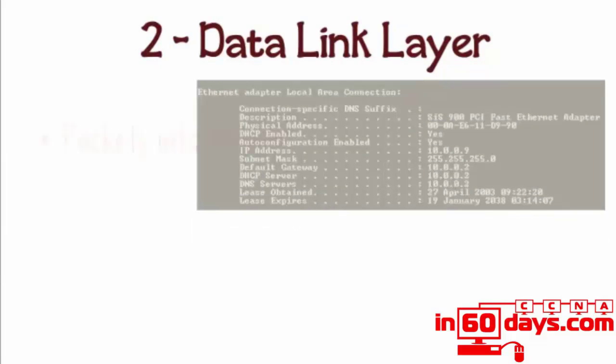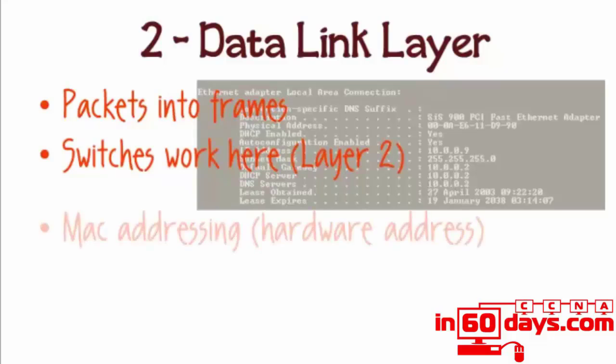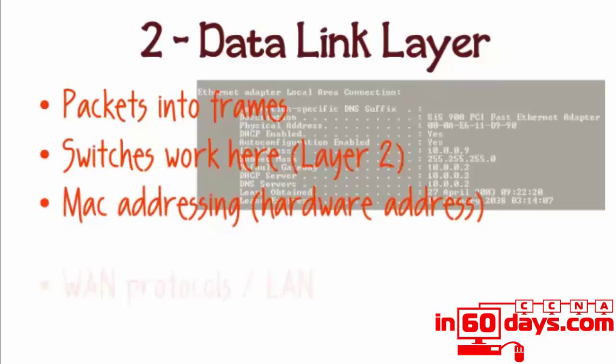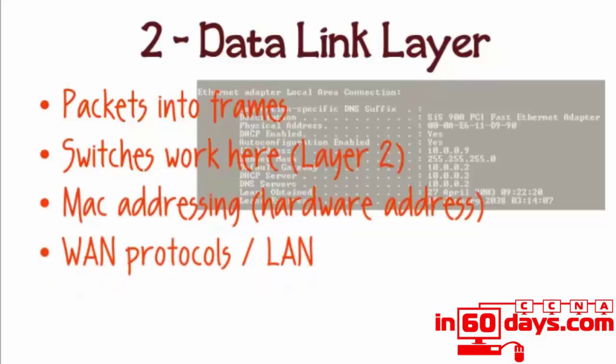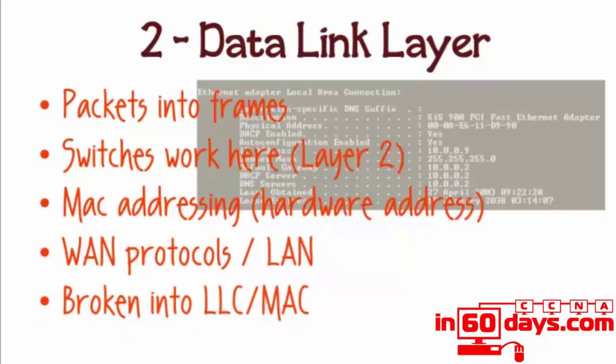Data link layer. So our packets are chopped down into frames even further. The switches we'll be using as an entry-level Cisco engineer normally are all layer 2 stuff, and this we still need addressing for communication on layer 2. So it's our hardware address, and we call it a MAC address, obviously, in networking. Our WAN protocols work here, and the data link layer is actually broken into two smaller layers, the LLC and the MAC layer, and so they can communicate with the layer above and the layer below.